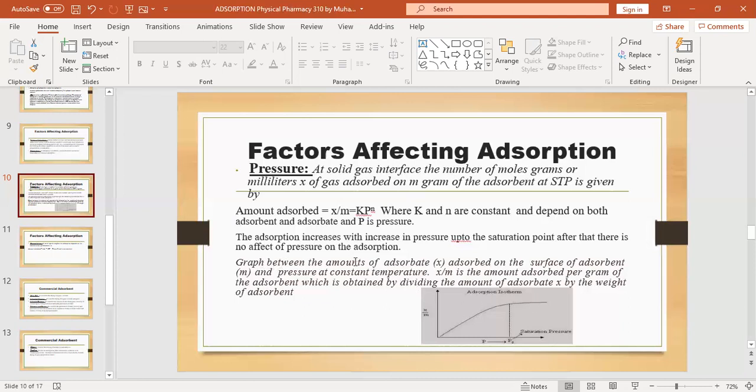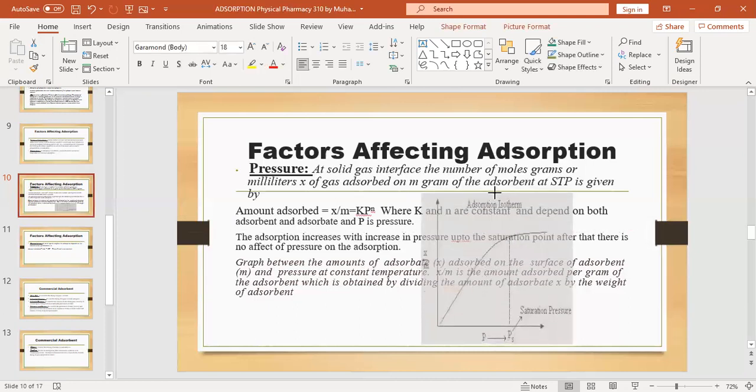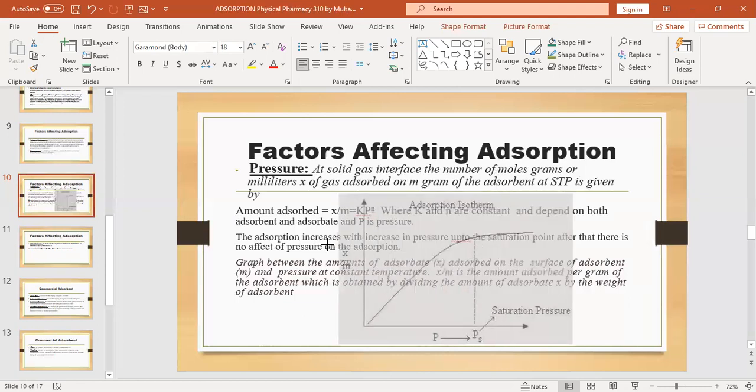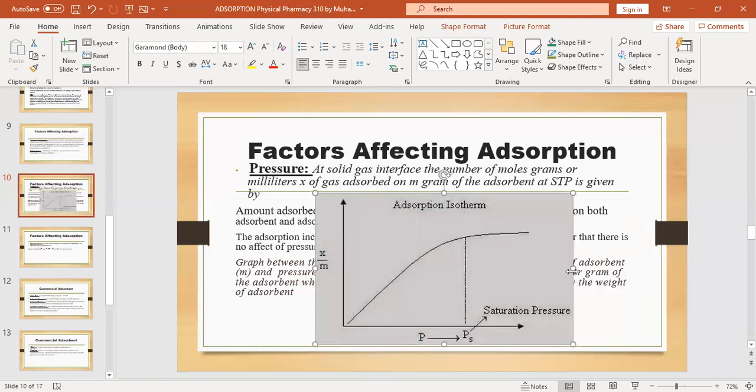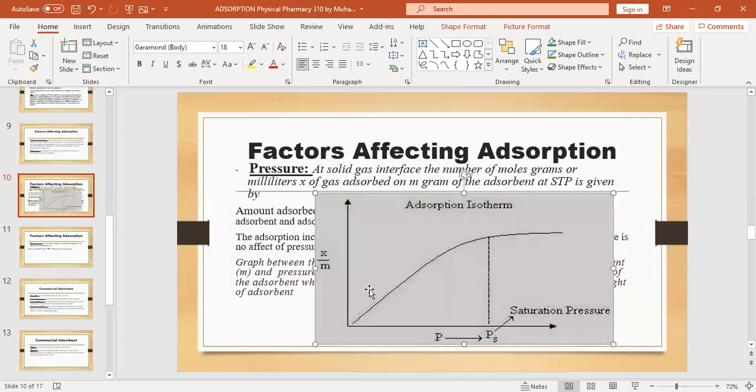The graph is between the amount of adsorbate X adsorbed on the surface of adsorbent M and pressure at constant temperature. X/M is the amount adsorbed per gram of the adsorbent, which is obtained by dividing the amount of adsorbate X by the weight of adsorbent. Let me explain this from the graph. You can see here on the y-axis we have taken the loading. This is the loading phenomena. And on the x-axis, we have taken the pressure.